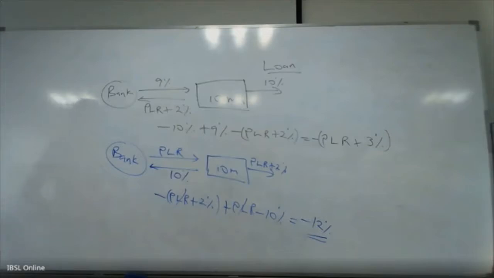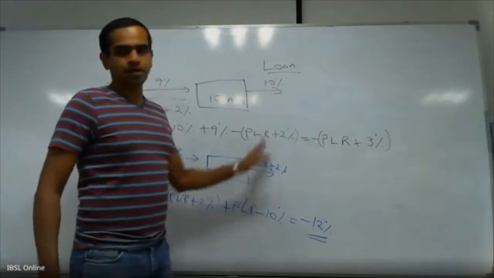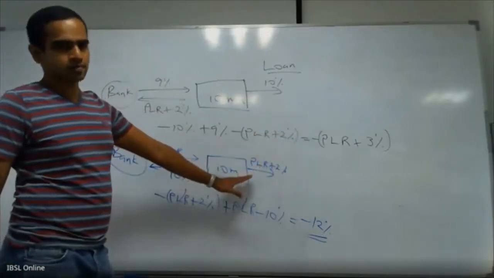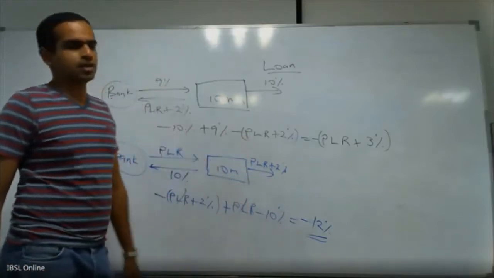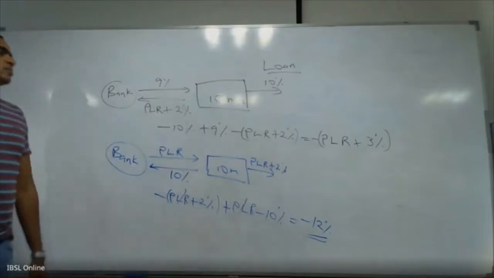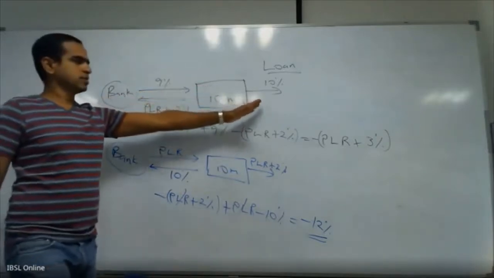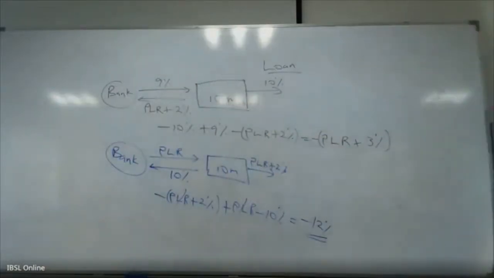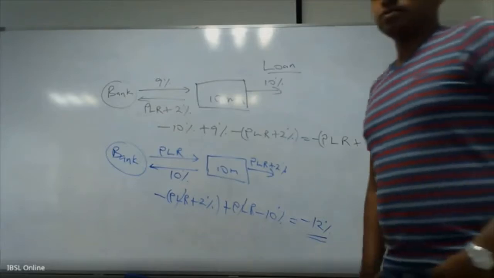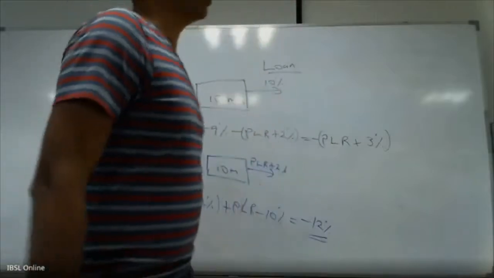So if you are paying a fixed rate of 12%, the moment PLR goes above 10%, you will gain. If it goes to 11%, you would have paid 13, but now you pay only 12. You will gain. Whereas in this case, you are paying 10%. So if the PLR falls below 7%, then you will gain. So that's how swaps work. You can switch from paying fixed to paying floating.